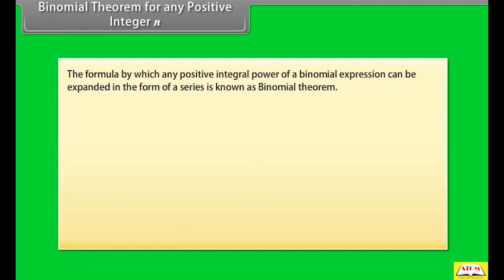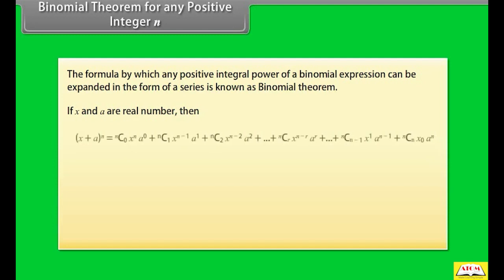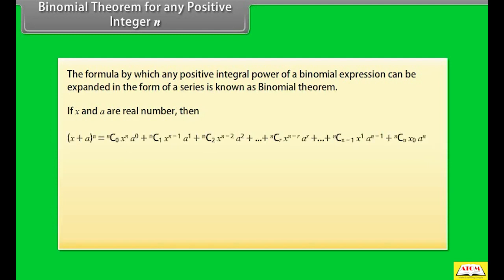Binomial theorem for any positive integer n. The formula by which any positive integral power of a binomial expression can be expanded in the form of a series is known as the binomial theorem. If x and a are real numbers, then (x + a)ⁿ is equal to the summation from r = 0 to n of nCr xⁿ⁻ʳ aʳ.